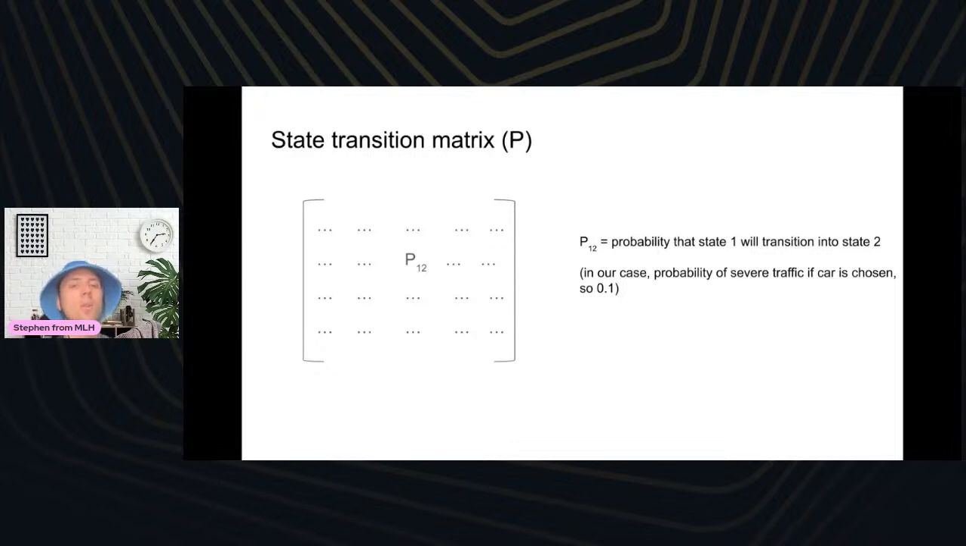So imagine we're currently in the car. Okay, that has to be true. And if we are currently in the car, then there is a 10% chance that we will experience severe traffic, which is state 2. So that probability is 0.1, and we would fill that out in the probability matrix here.